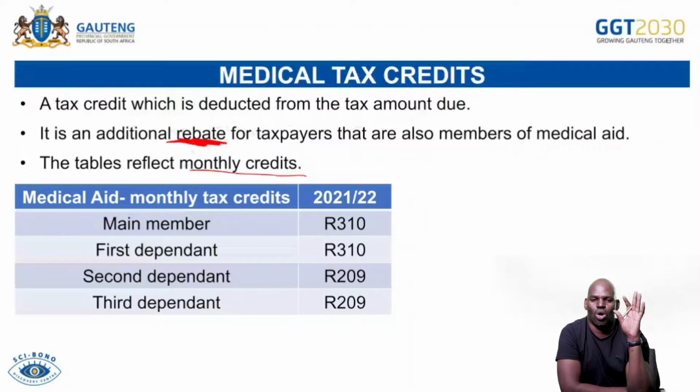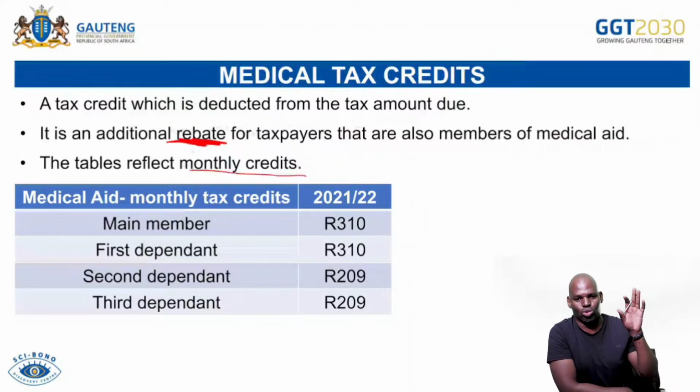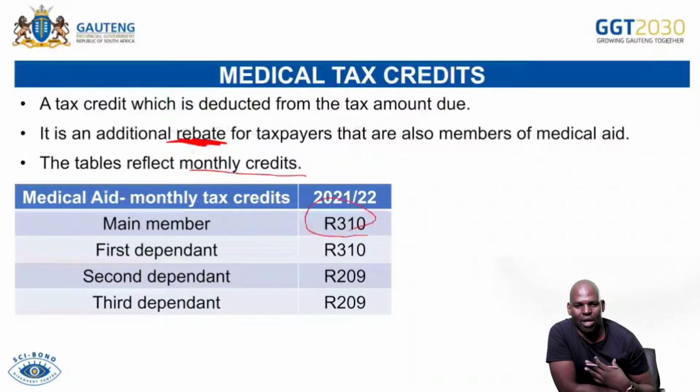In other words, we are going to reduce your tax amount more, so you are not going to pay a lot of tax. Then they say, by how much are they going to reduce it? Okay, so medical aid monthly tax credit. If you are the only member in that medical aid, they are going to reduce it by 310 rand. If you were supposed to pay, let's say, 800 rand or 1000 rand or 2000 per month, then they're going to reduce it by 310 rand.